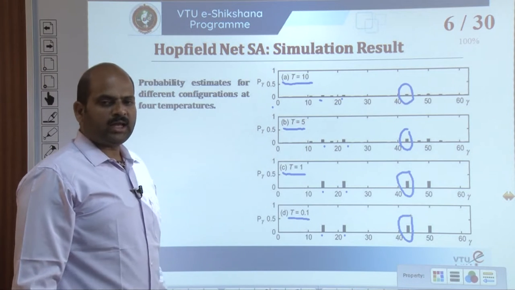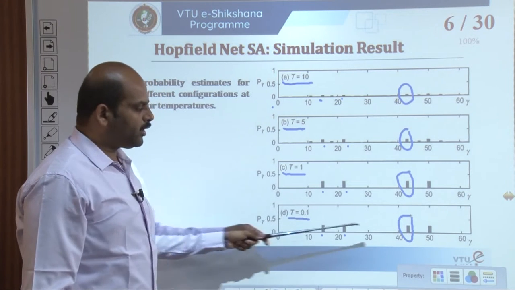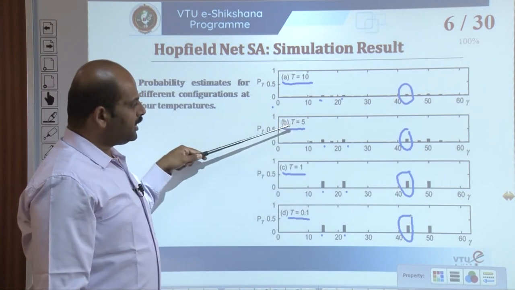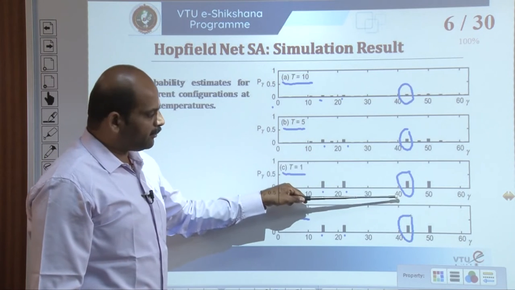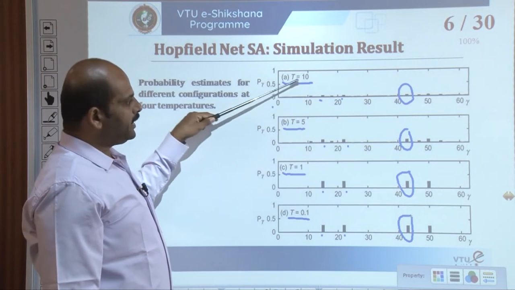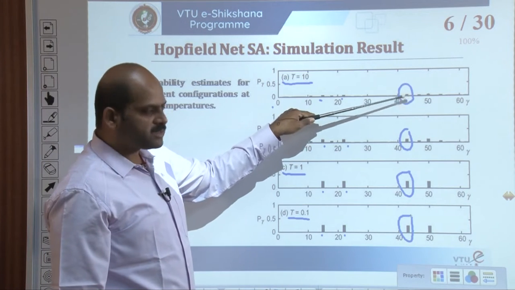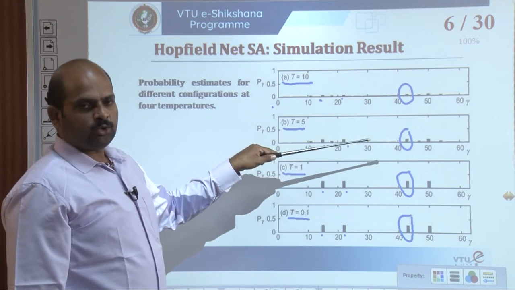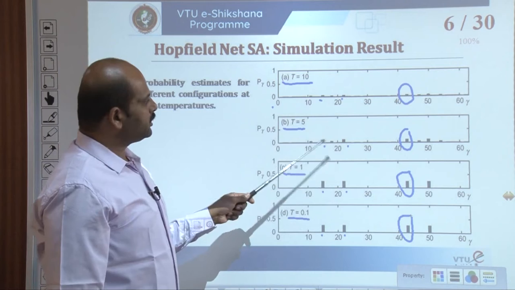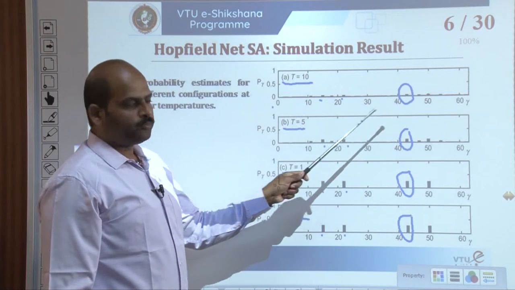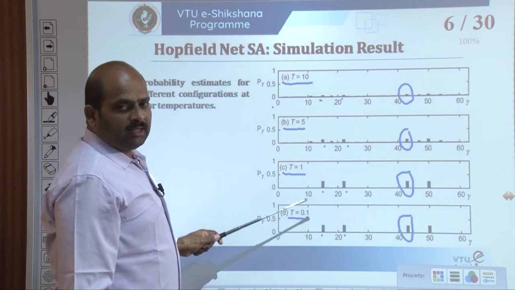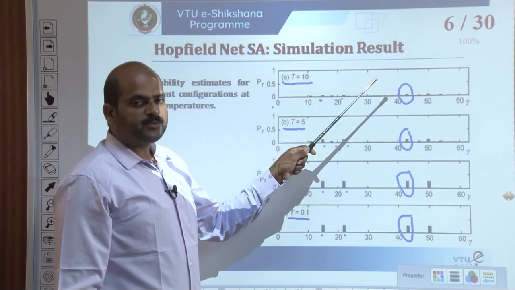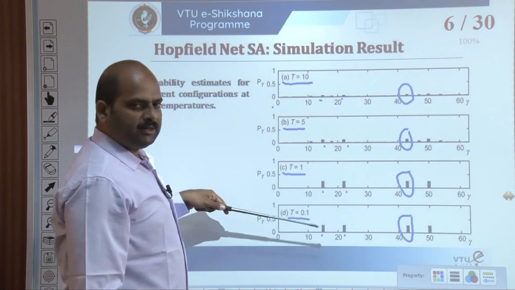Okay. So, the lower energy states are increased. At T equal to 0.1, the energy state is increased. At T equal to 1, the energy state is a bit lower. At T equal to 5, the energy state is lower compared with T equal to 1, and at T equal to 10, the energy state is still lower than at T equal to 5. Understand? So, the probabilities are plotted as per the temperatures 10, 5, 1, 0.1, and those energy levels increase when T decreases.